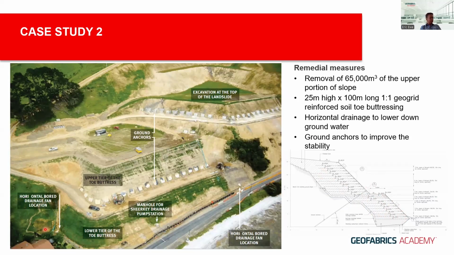Then horizontal drainage, lots of horizontal drainage into the hillside due to the high groundwater table discovered. And further to that, due to the height of the slope with a shorter reinforcement length, the engineer has designed, further to the reinforced soil block, very long ground anchors to improve the global stability to a satisfactory level of 1.5 in this particular case.